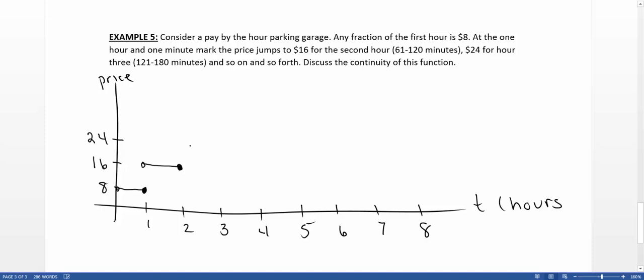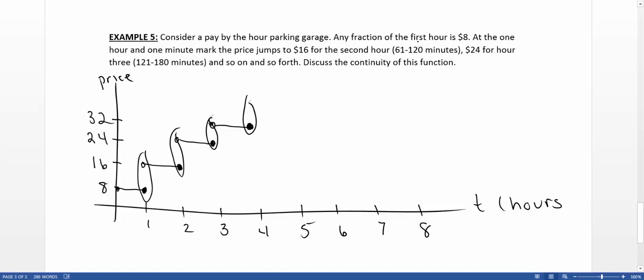And then we jump to $24 for 3 hours. And then we're going to jump up to $32 if we stay more than 3 hours. So we have an open circle here, all the way up to 4 hours, and so on and so forth. So this is what's called a step function. It's a piecewise step function. And we can see that we get these discontinuities at the hour marks because that's where we get these jumps, right? And they would just continue going on and on forever and ever.